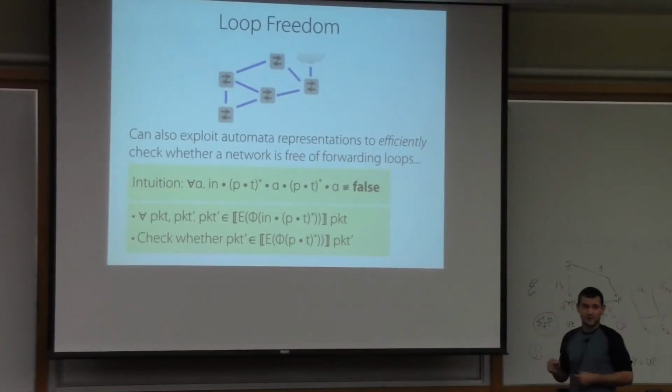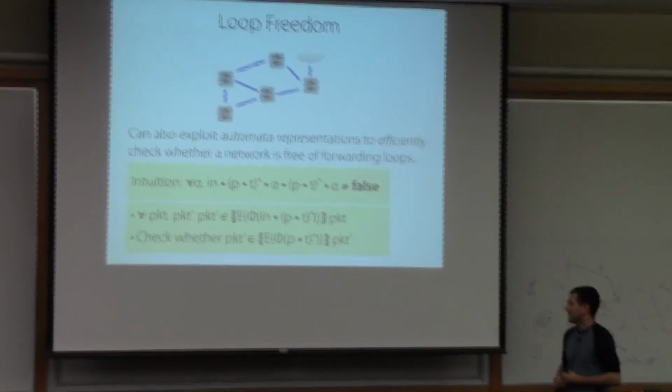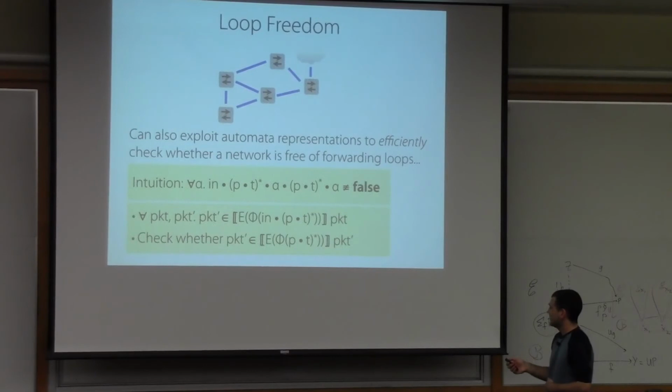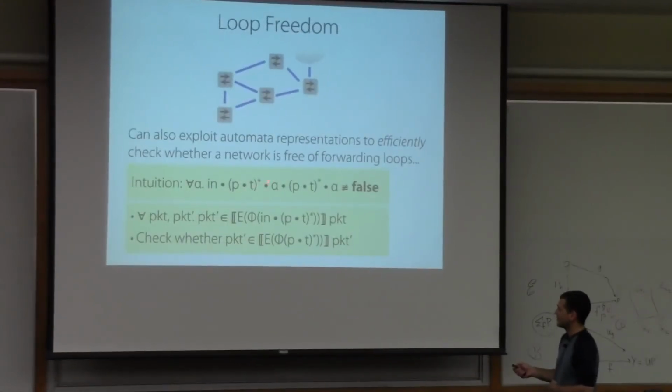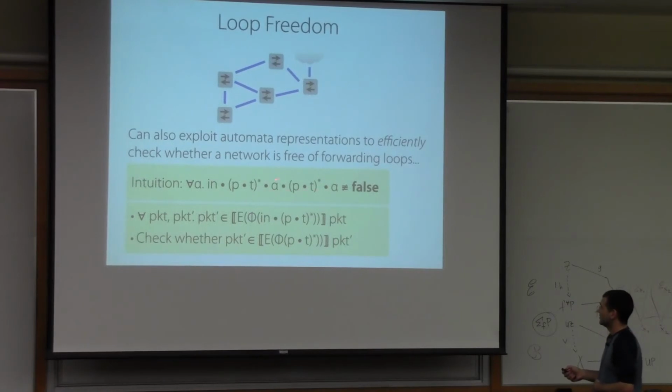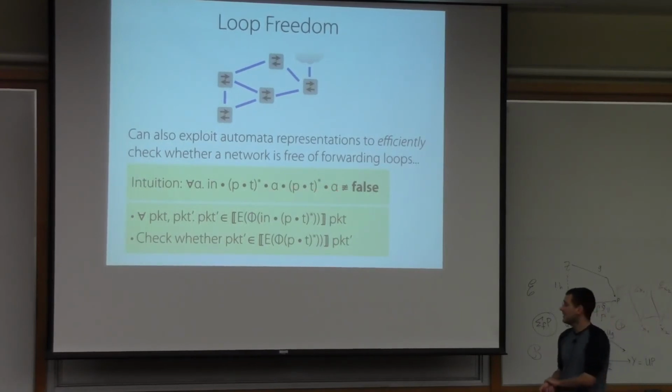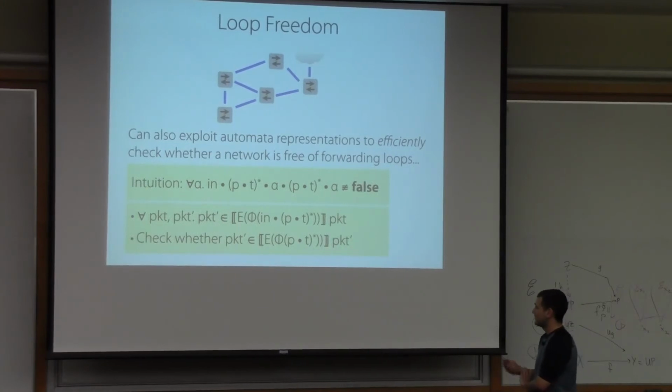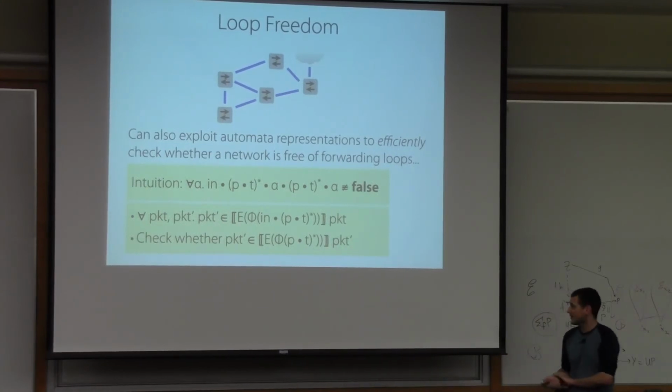Using these representations, we can more or less check it directly. The idea is that if the network has a loop, then there's some packet alpha such that from the ingress to the network, going through our model, we can get alpha and then go through the network again and get alpha again. If it's possible to do this, then we have a loop. And we can do this by using our automata representations.